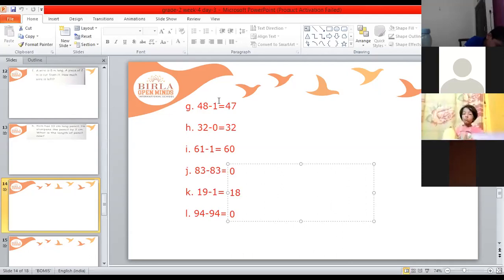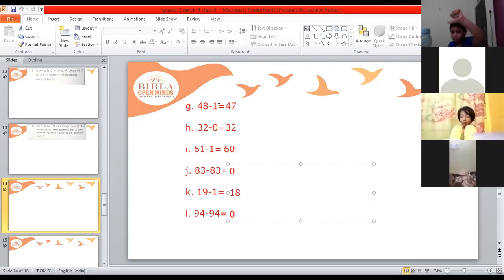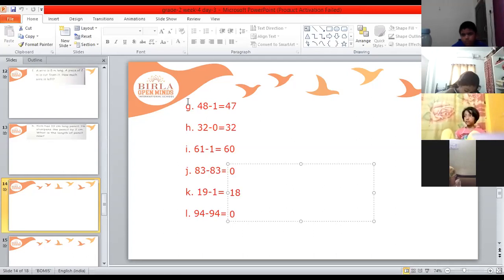Now, next. Is there anyone who is still writing? Akshara, are you still writing? Ma'am, 2 minutes, ma'am. Akshara, please don't take 2 minutes. We don't have much time. Okay, I'll give you 1 minute. Try to write fast. Advait, are you still writing? Yes, ma'am. Advait, please write fast. I'll give you only 1 minute.